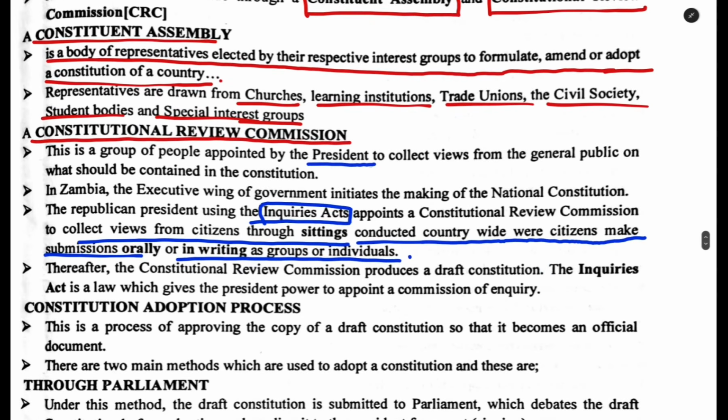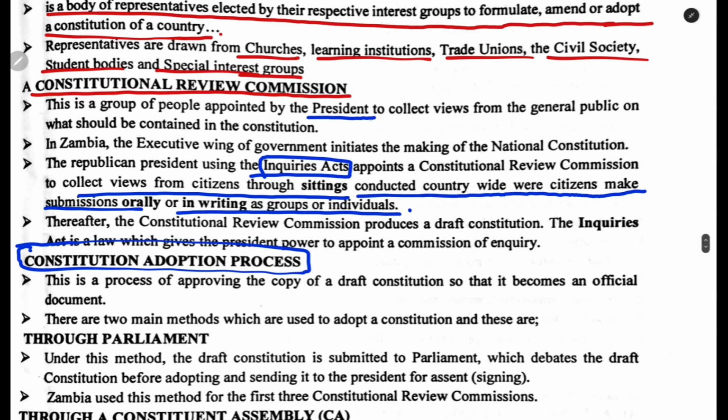Now, what about the adoption process? Adoption means accepting the constitution, so that it becomes the official document. How does it become the official document? The process of approving the copy of the draft constitution so that it becomes an official document, that is what we call the adoption process.